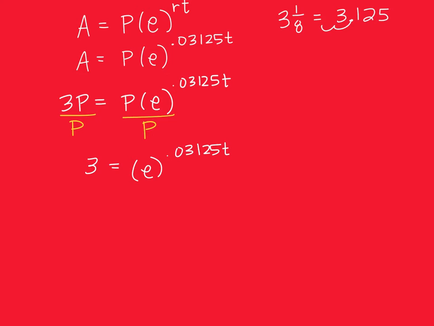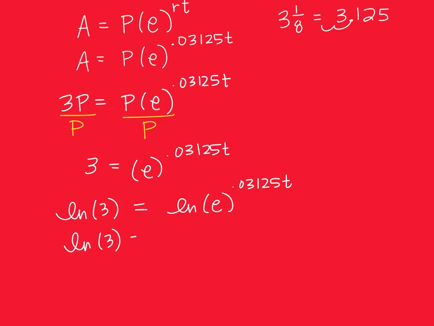Now we're going to do a natural log, which is similar on both sides. So we're going to take the natural log and apply it on the side with the 3, and I'm going to take the natural log and apply it to the natural log side, which allows me to pull the power out to the very front. 0.03125t goes in front of now the ln of e, which is, yeah, because ln and e cancel each other out.